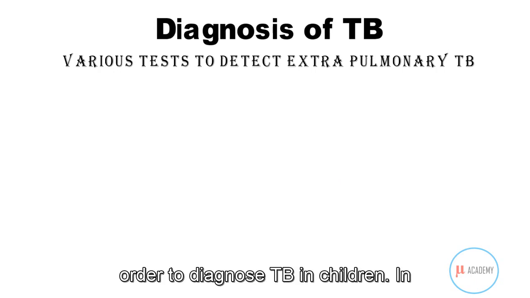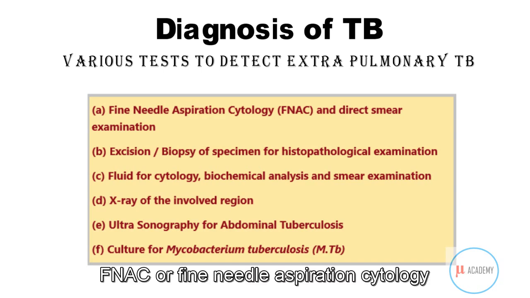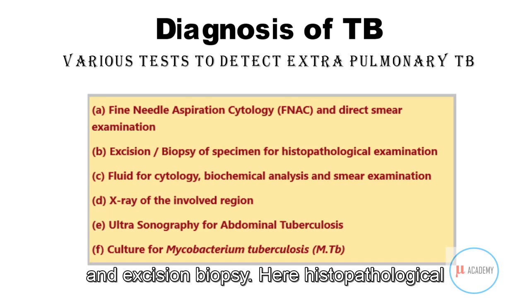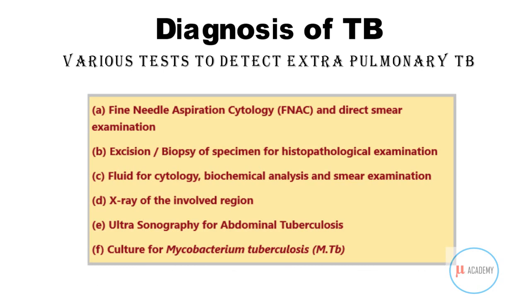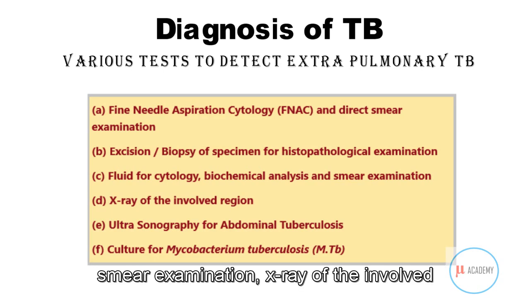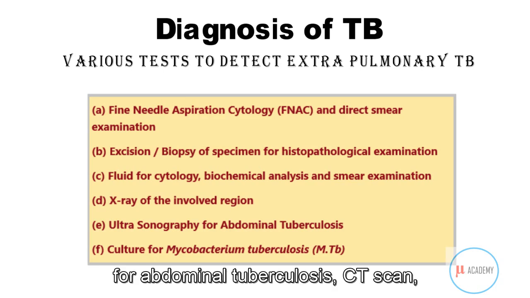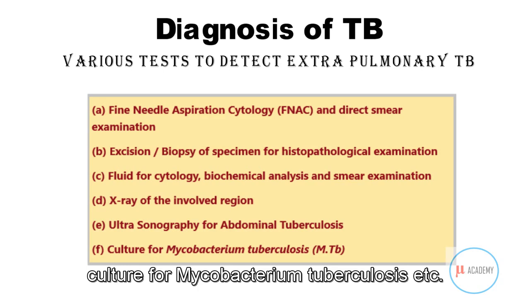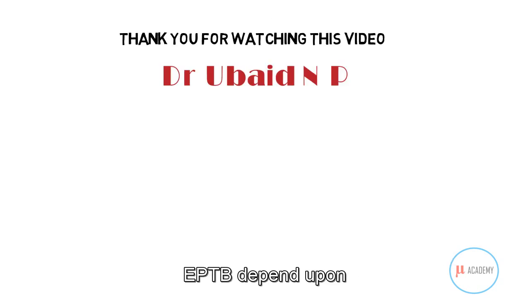To diagnose extrapulmonary tuberculosis, different tests are available such as FNAC or fine needle aspiration cytology and excision biopsy. Here histopathological examination is done. Other tests include fluid cytology, biochemical analysis, smear examination, X-ray of the involved region, ultrasonography or USG especially for abdominal tuberculosis, CT scan, culture for Mycobacterium tuberculosis, etc. These are the tests which are done to diagnose extrapulmonary tuberculosis. The test which is done depends upon the site of the infection.